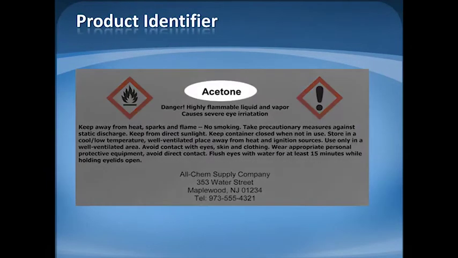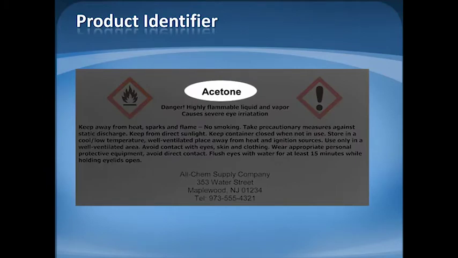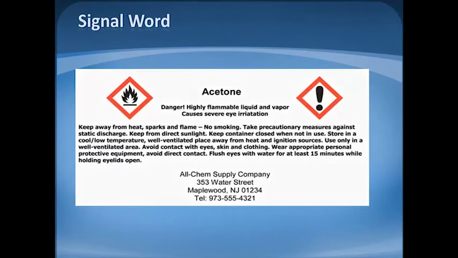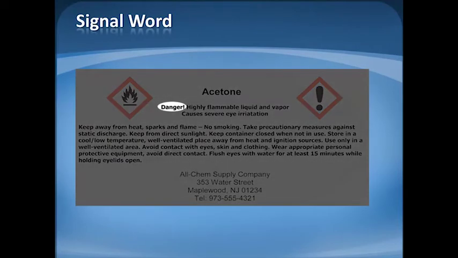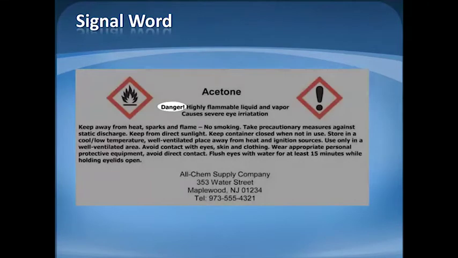The product identifier identifies the product and may have the product name, code number, or batch number. These must be identical to the corresponding safety data sheet. Container labels will also have the standardized signal words that are used to indicate the relative level of severity of the hazard. There are two signal words, danger and warning. Danger is used for more severe hazards, and warning is used for less severe hazards. Every label will display one of these words.